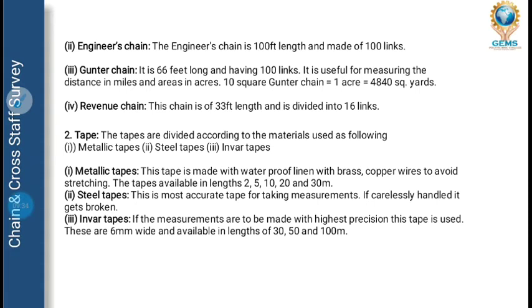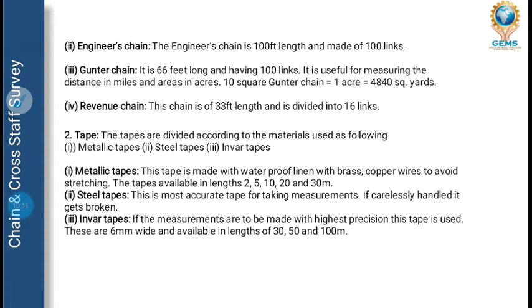Next is tape. As we all know, we are very familiar with tapes. Tapes are used for linear measurement. There are different types of tapes, like metallic tape, steel tape, invar tape, and even cloth tapes. First, metallic tape. Metallic tape is made of brass or copper wires, which reduces stretching. It is available in 2, 5, 10, 20 and 30 meter.